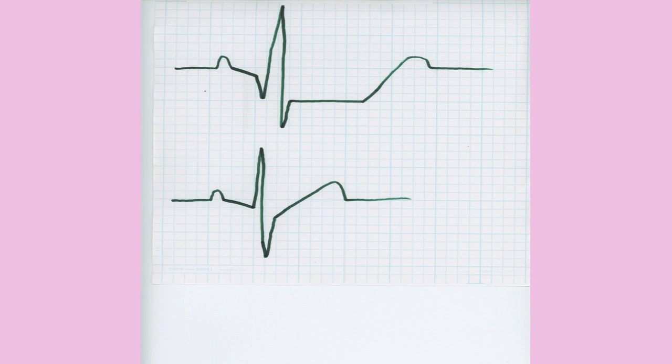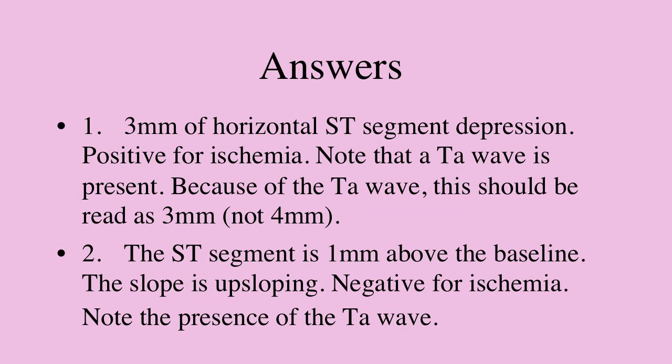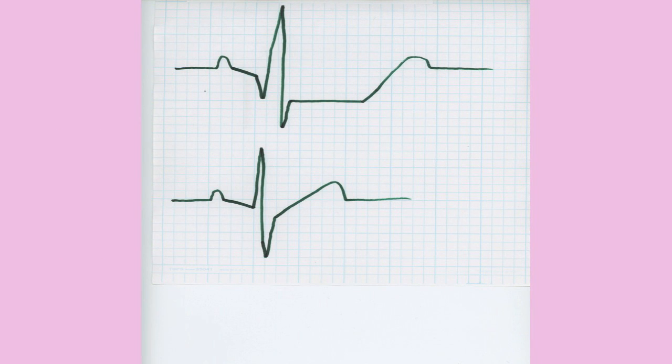So if you have 3 millimeters of horizontal ST segment depression, that's positive for ischemia, and you can check that by looking forward to the next slide. 3 millimeters of horizontal ST segment depression positive for ischemia, and then it gives you the information on the TA wave also. The one below that, the example, also has a TA wave and a J point that is 1 millimeter below the TA wave. And then if you count over 2 boxes, you can actually see that the ST segment is not depressed at all. In fact, it's elevated by 1 millimeter.